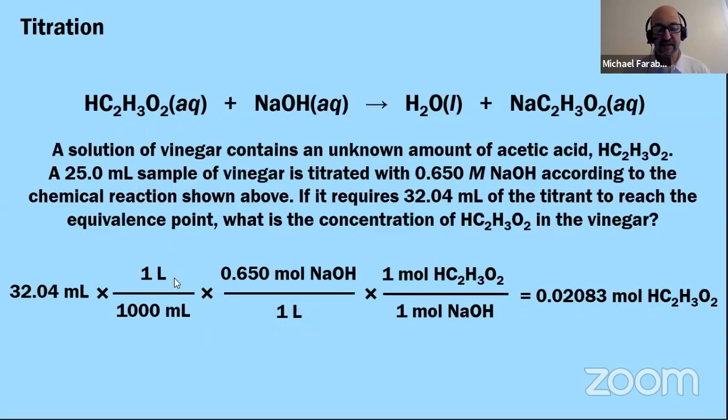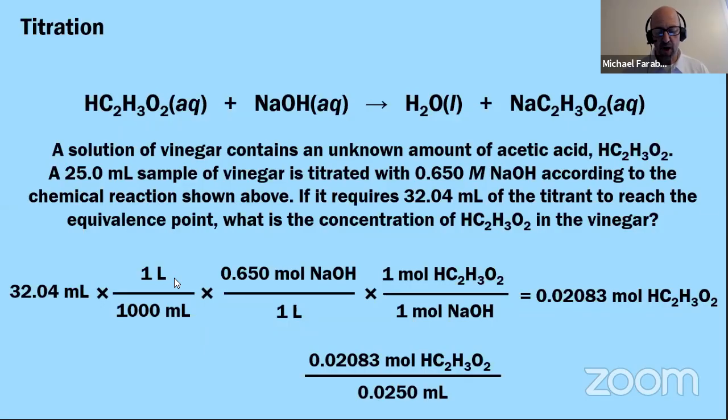So 25.0 milliliters, that would be 0.0250 liters. Oh, that should say liters. Sorry about that. That should say liters right here. So we're going to do our conversion factor to get concentration by doing moles divided by liters. And if we do this math, we get 0.833 moles per liter, or capital M.